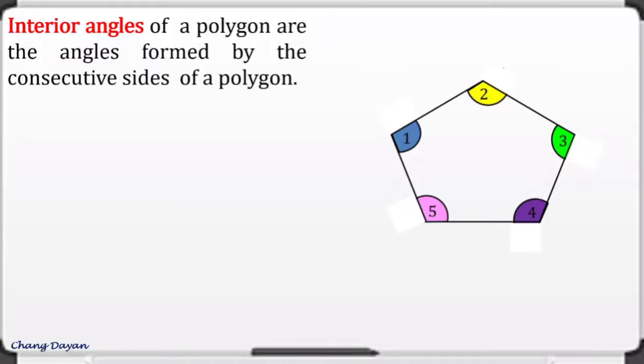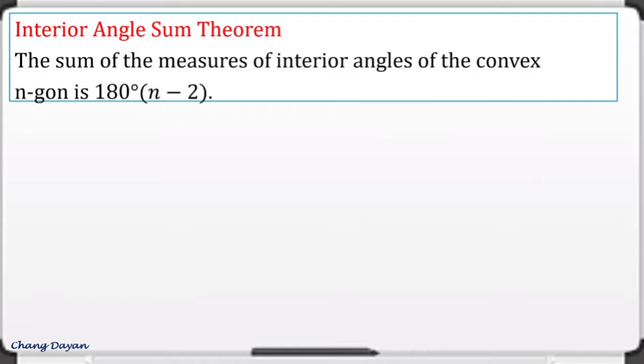Okay. Now let us have this one. What are the interior angles? When you say interior angles of a polygon, these are the angles formed by the consecutive sides of a polygon. So yung nasa loob na angle. And we'll have angle 1, angle 2, angle 3, angle 4, and angle 5. Now let us have the interior angle sum theorem. It is said here, the sum of the measures of interior angles of a convex n-gon is 180 degrees times n minus 2.